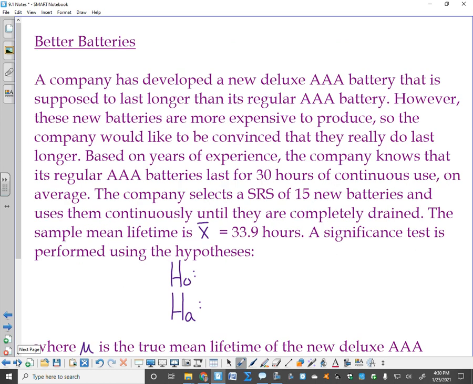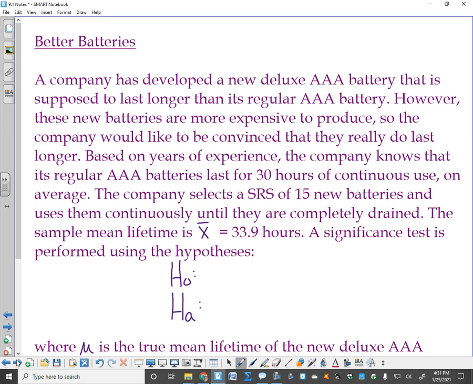Okay, here we go. Let's make some decisions. Let's be a jury here. Better batteries. A company has developed a new deluxe AAA battery that is supposed to last longer than its regular AAA battery. However, these new batteries are more expensive to produce, so the company would like to be convinced that they really do last longer. Like, don't give me wimpy data. Give me good, strong data.